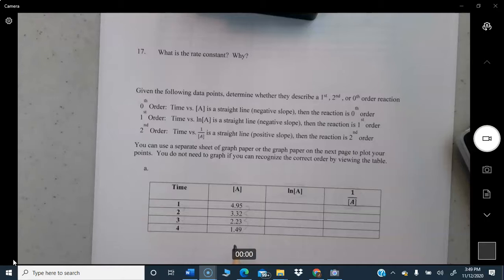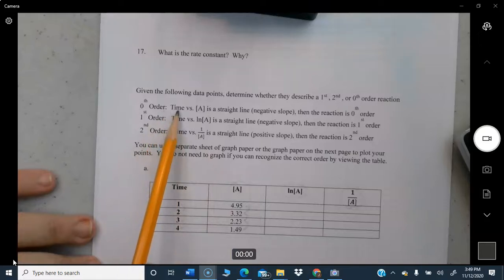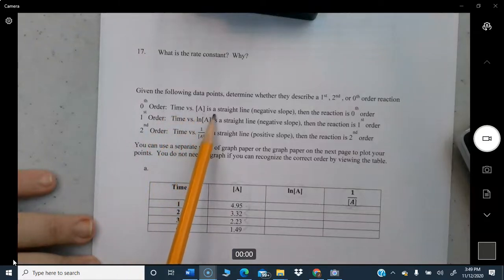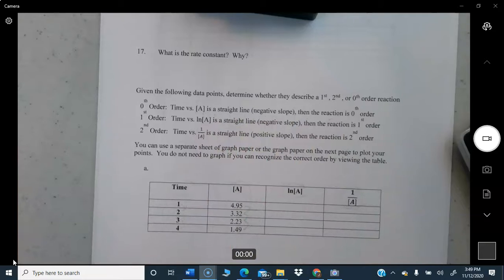If the answer is yes, what you could do is just subtract these two and write it right in the middle on that line. If they do have the same differences between them, then that means this would be a straight line. And yes, time against concentration of A would be a straight line. So if time versus concentration of A is a straight line with a negative slope, then the reaction is 0th order.